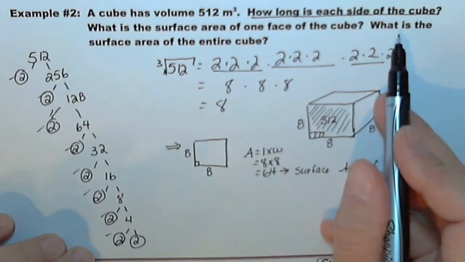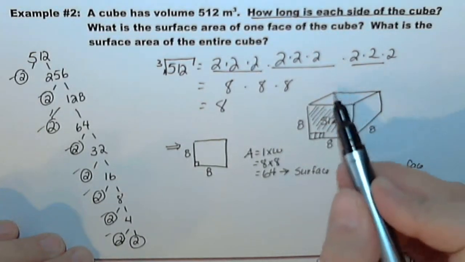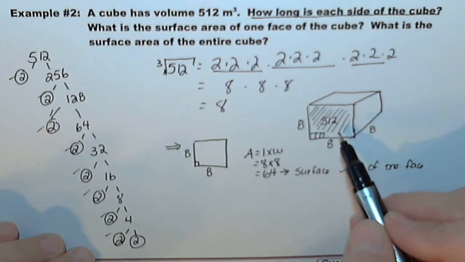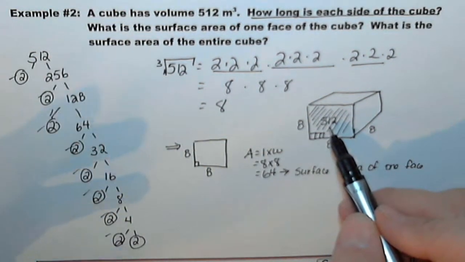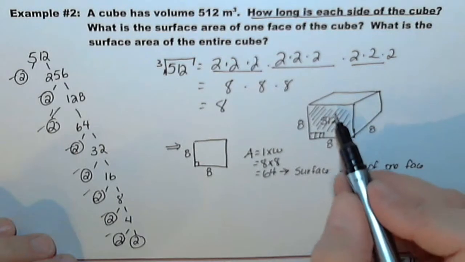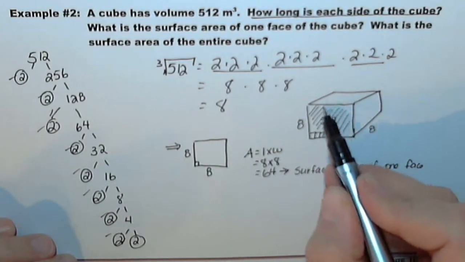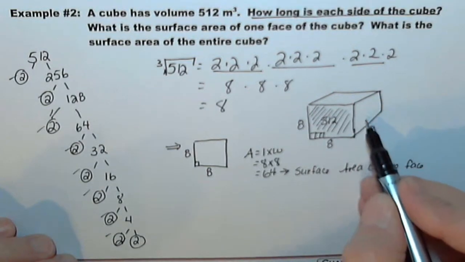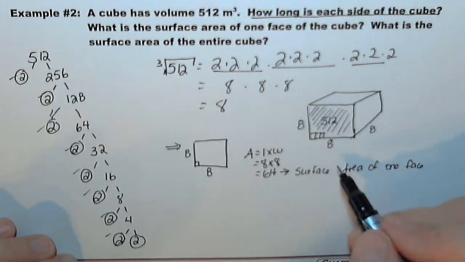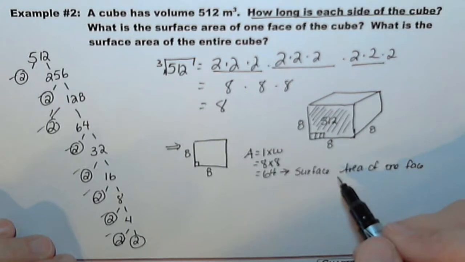Now the next question asks, what is the surface area of the entire cube? So if I was to pick this Rubik's Cube type thing up, and I was to count how many squares I could see on all the sides combined, well, on this side here there's 64, and if I was to turn it around and look on this side, there should be 64 as well, and 64 on this side. In fact, all the sides should be the same because it's a cube and all should be 64.